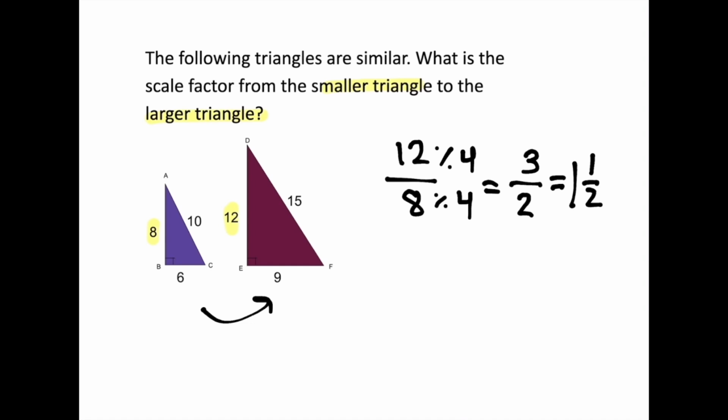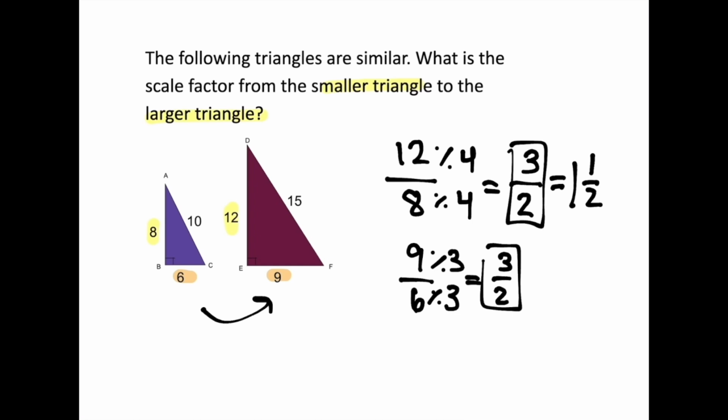We could repeat this with two different corresponding sides, like 6 and 9. The 9 would go in the numerator and the 6 would go in the denominator. You can divide a 3 out of both 9 and 6, getting you 3 over 2. Notice that that matched? It would work the same with 10 and 15.